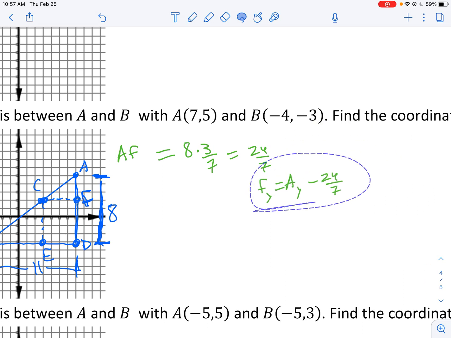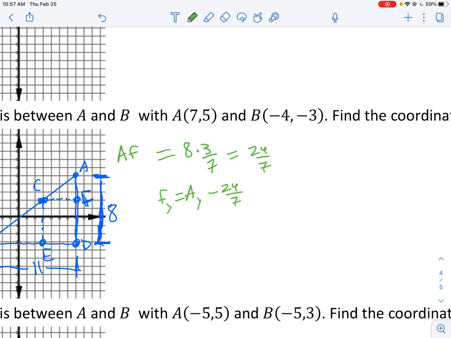Here, let me move this out of the way so it makes it look like there's an actual process here. And my y-coordinate for A is 5. So the y-coordinate of F is going to be 5 minus 24/7, which 5 is 35/7. So I'm going to subtract that off. The y-coordinate of my F point is going to be 35 minus 24. Look, 11. It's 11/7. So that's going to be the y-coordinate for this, which is the same y-coordinate of my C point. So I got the y-coordinate now.